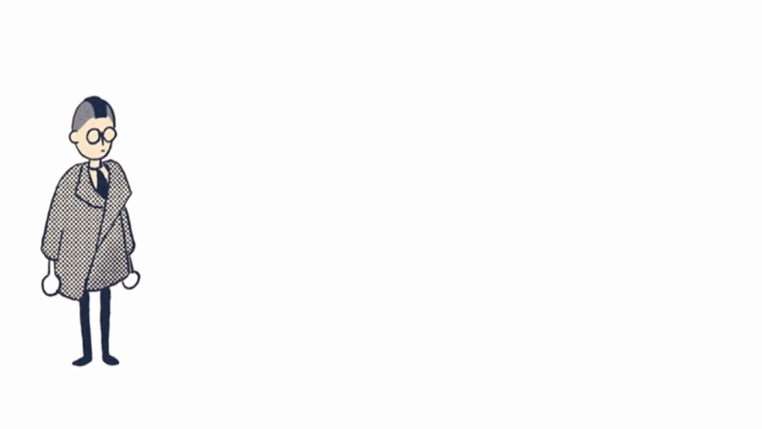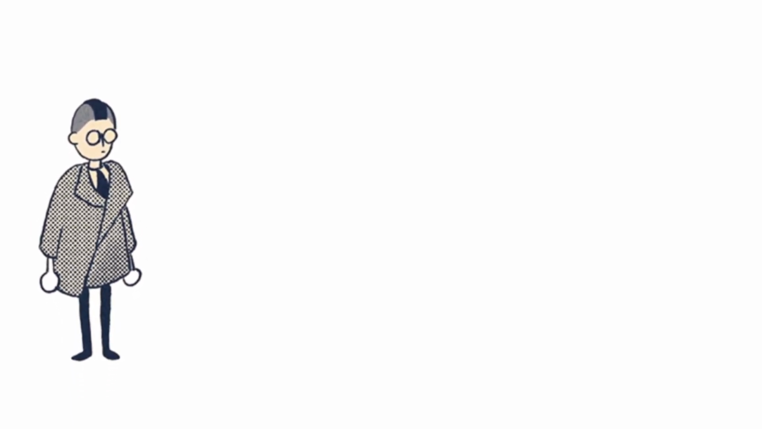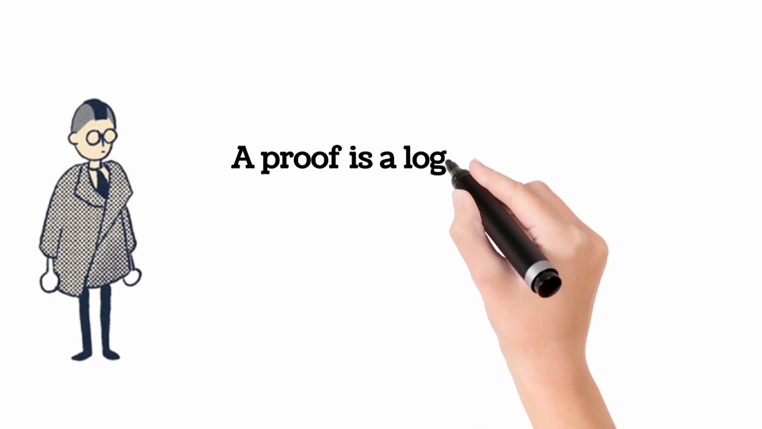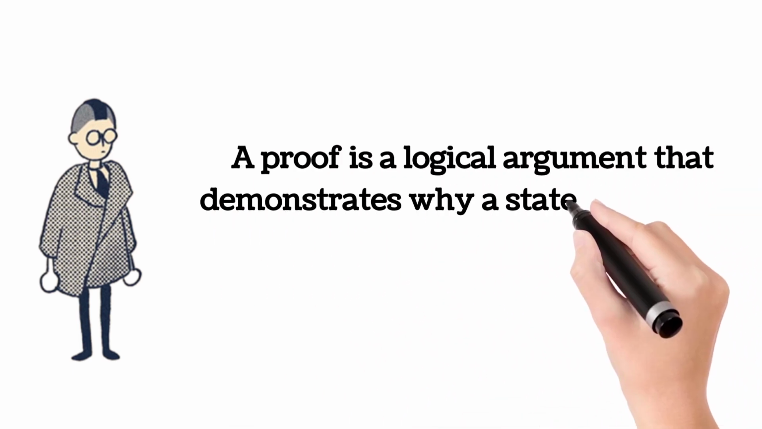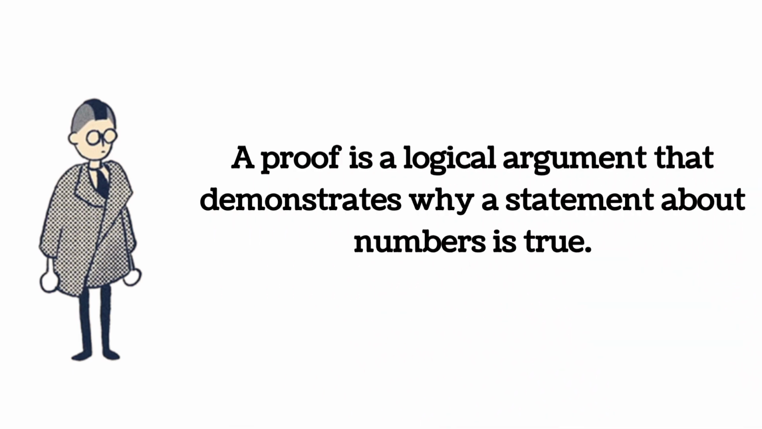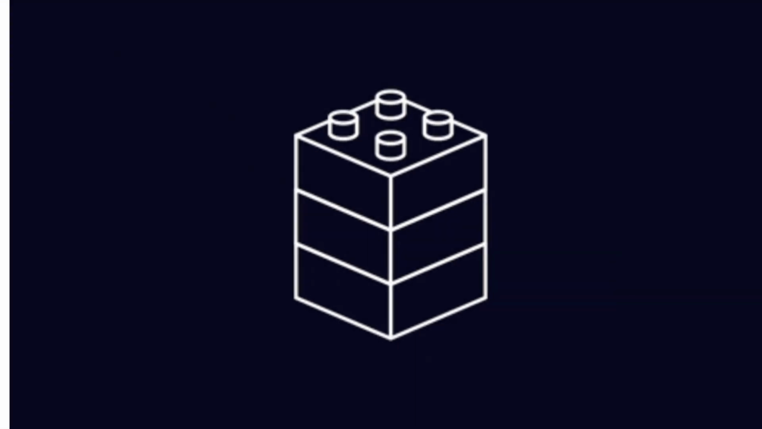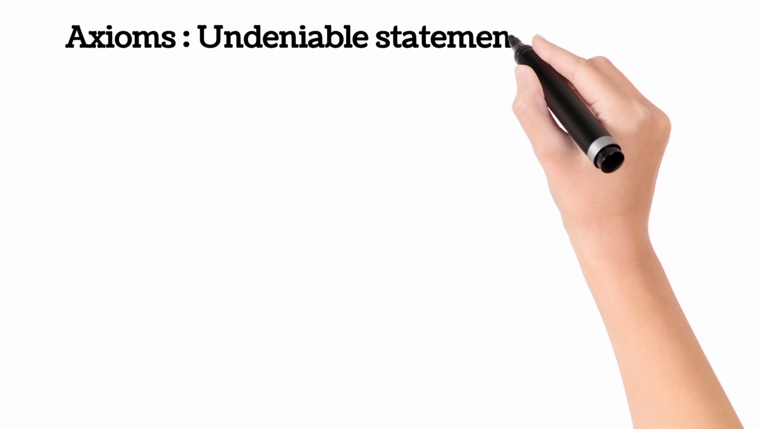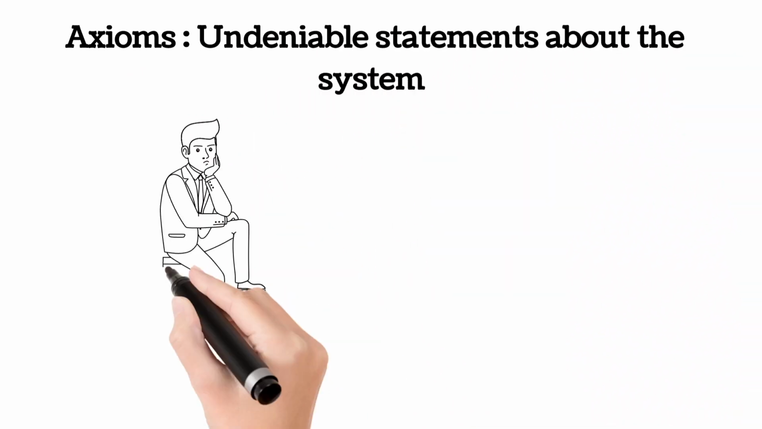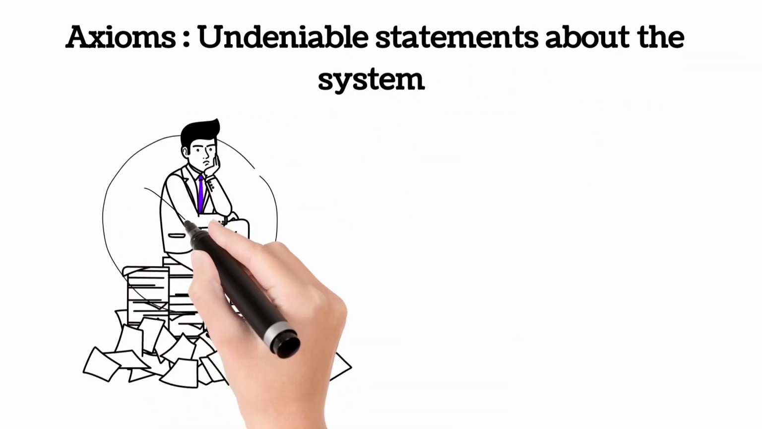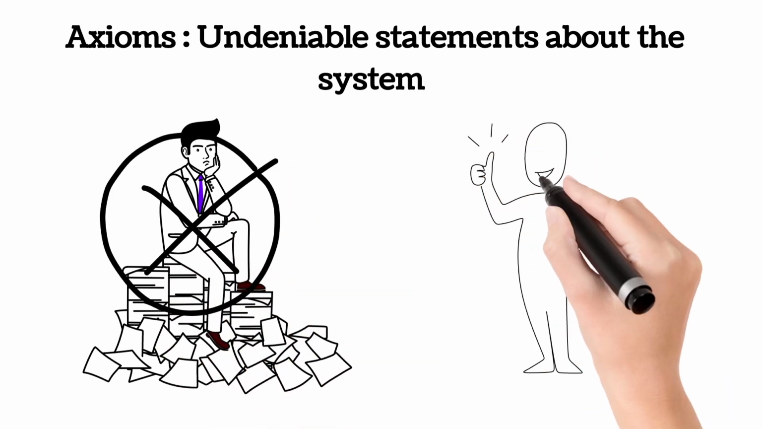Gödel's discovery had to do with the limitations of mathematical proofs. A proof is a logical argument that demonstrates why a statement about numbers is true. The building blocks of these arguments are called axioms, which are some undeniable statements about the numbers involved. We don't need to prove these axioms. We assume them to be true without proving them.